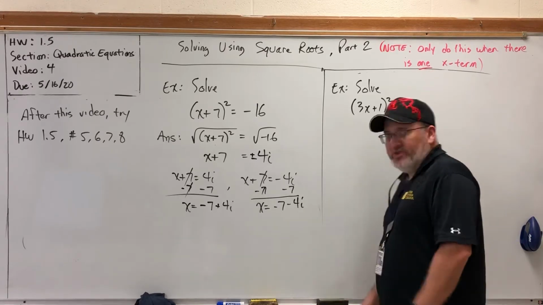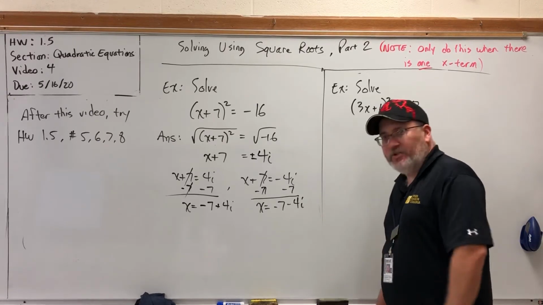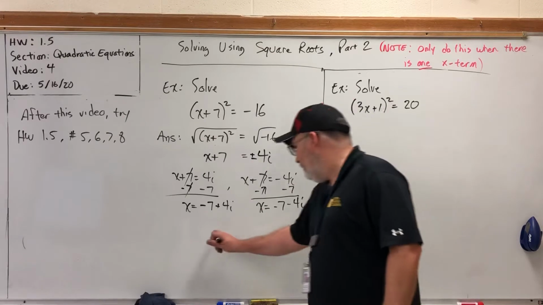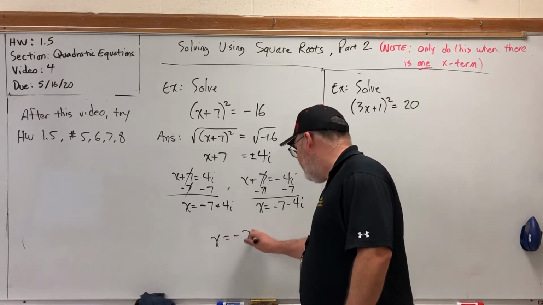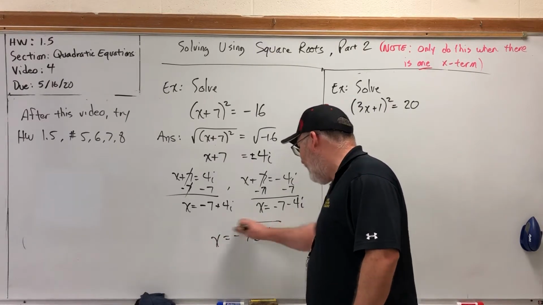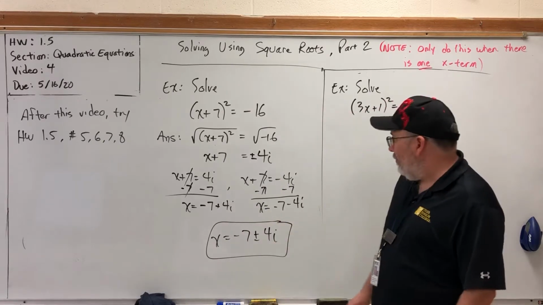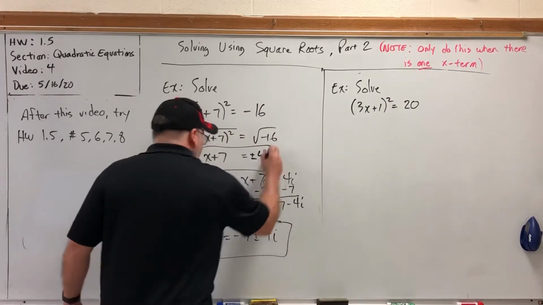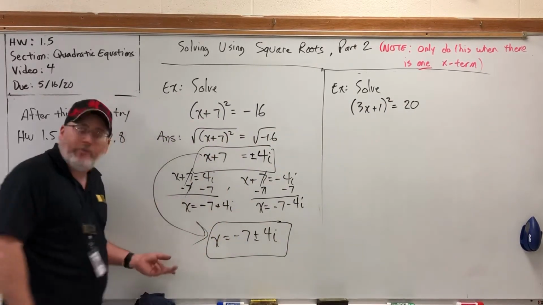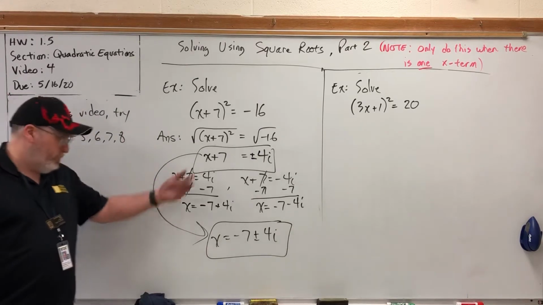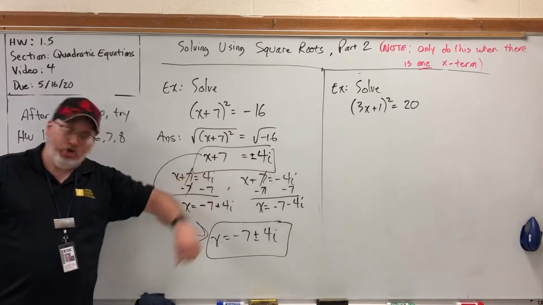And what's the only difference in the two answers? One has a plus in the middle, one has a minus in the middle. So you could write these two answers as -7 ± 4i. Well, I could have gotten there real fast if I had just subtracted 7 from both sides up here. So when should you split a plus or minus and when shouldn't you?